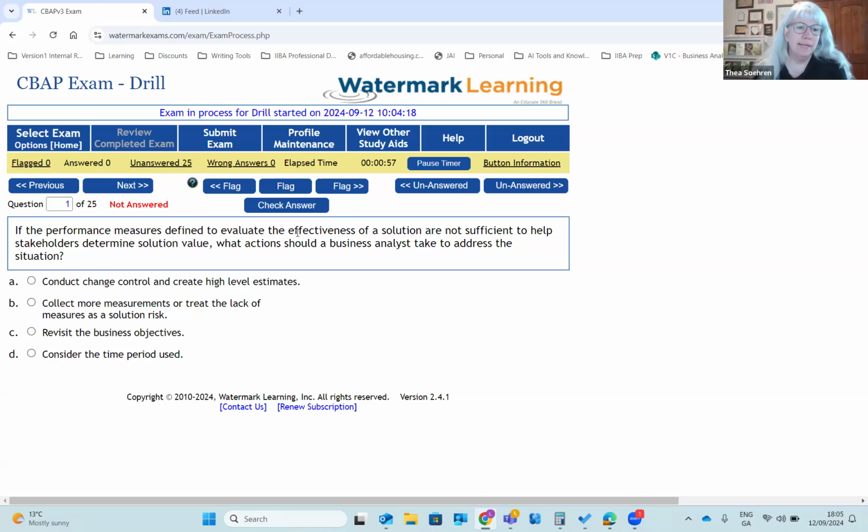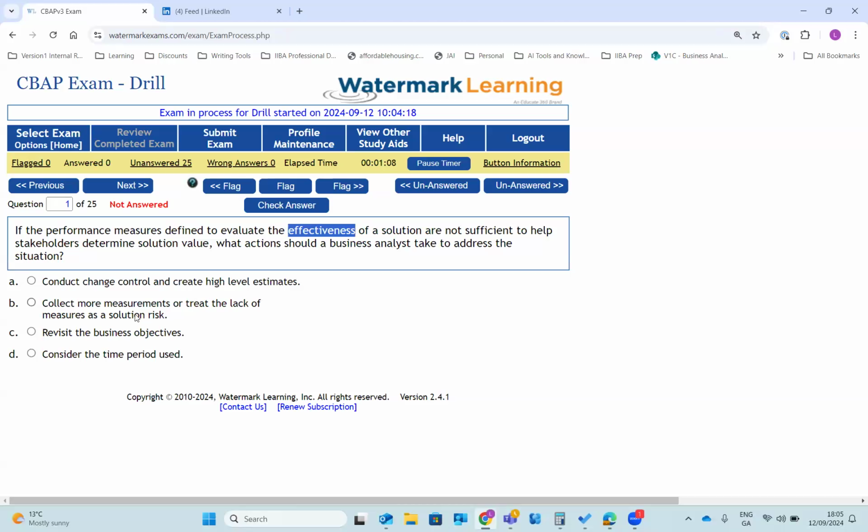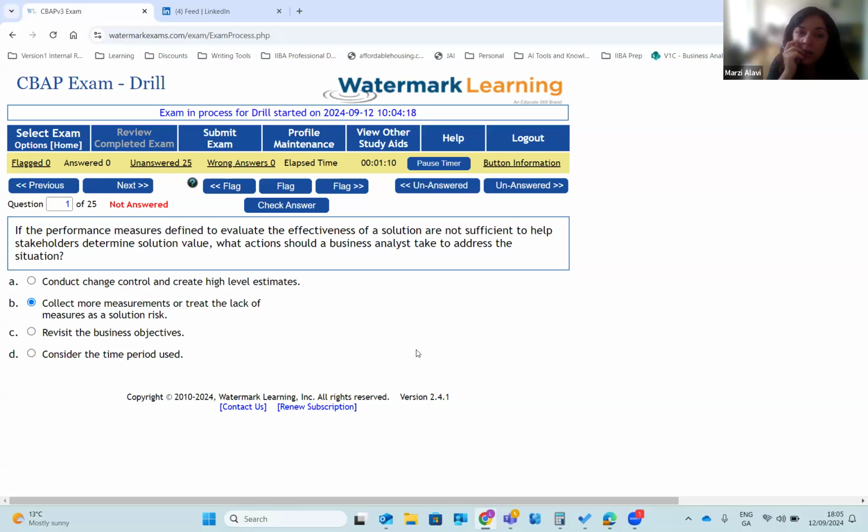I think we can eliminate D because the time period used is probably not the issue. Yeah, absolutely. Maybe B. Yeah, I go with B too. As for me, the task measures solution performance, and if we could not measure, we need to change the approach of our measurements. Let's test B. Let's check it. Woohoo! Great.